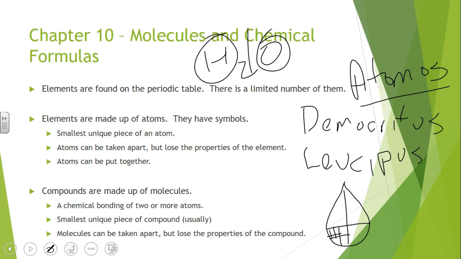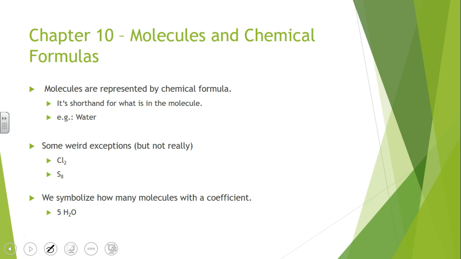Then we transition to compounds, which are elements that are glued together. The smallest part of those glued together compounds that you can have is something called a molecule. A molecule, again, can be blown apart, but then it's not the compound again. So elements are made up of atoms, compounds are made up of molecules. Molecules are represented by chemical formulas, right?